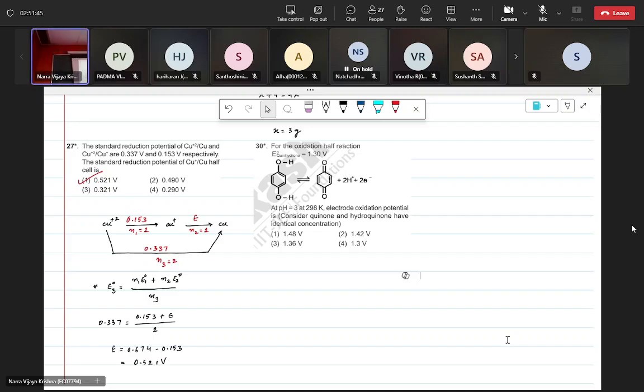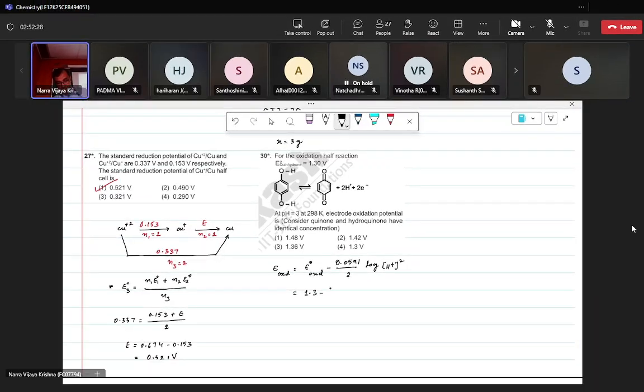Done. pH is given, which means the concentration of H plus is given. Is it an oxidation reaction or not? First check that. For that, E naught is given. What do you want? E. Then the next equation: E oxidation equal to E naught oxidation minus 0.0591 upon 2 into log of concentration of product by reactant. What is on the product side? H plus square. What is E naught oxidation given?